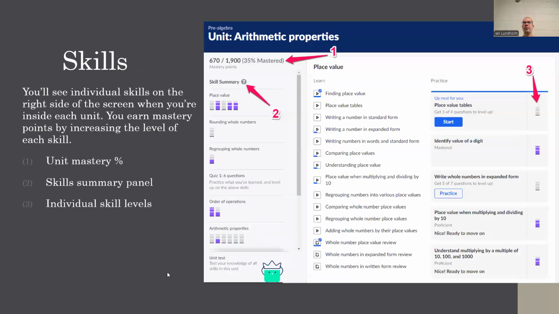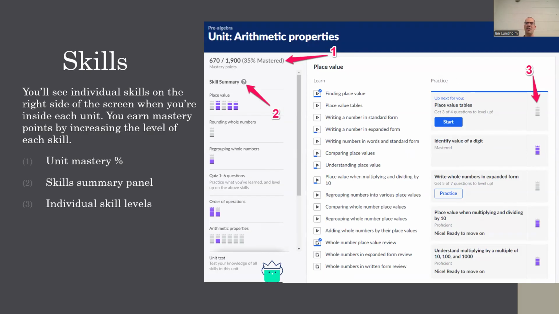So here again is a screenshot of what Khan Academy looks like overall. You can see your overall mastery. This is just for a unit. The individual skills you see over here, these are the purple things. But yeah, you can work in a given skill over here. This is the practice section.